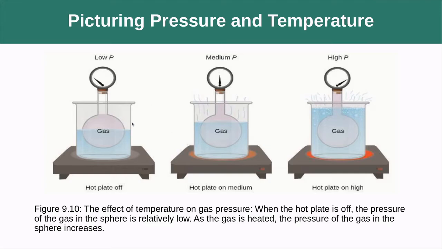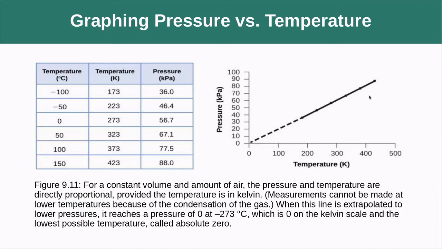When we cool down the gas, it's going to have a low pressure. We heat it a little bit, it gets to a higher pressure. And then when it's very, very hot, you're going to have an even higher pressure. So as we increase the temperature, we also increase the pressure. If we graph that out, we're going to see a straight line, a linear relationship between pressure and temperature.